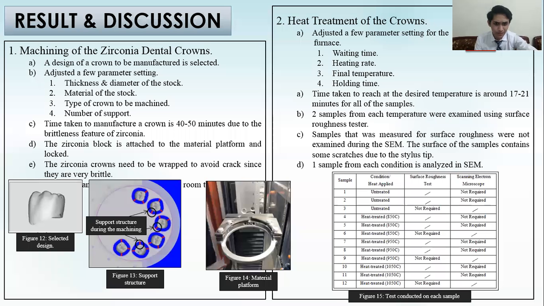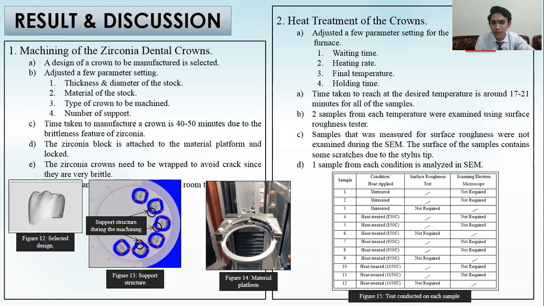So we move to the results and discussion. During the fabrication of the crown, a design was selected, as you can see in figure 12. The crown design was selected because it has a flat surface compared to the other designs, so the measurement during the surface roughness test will be easy.